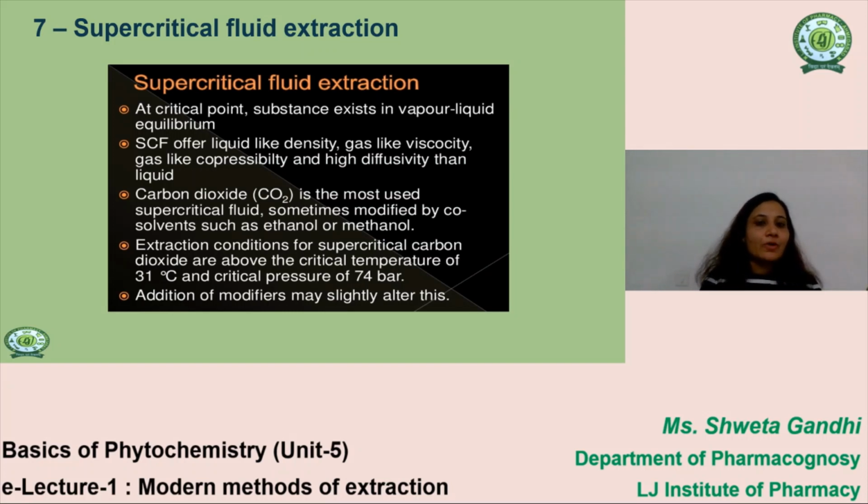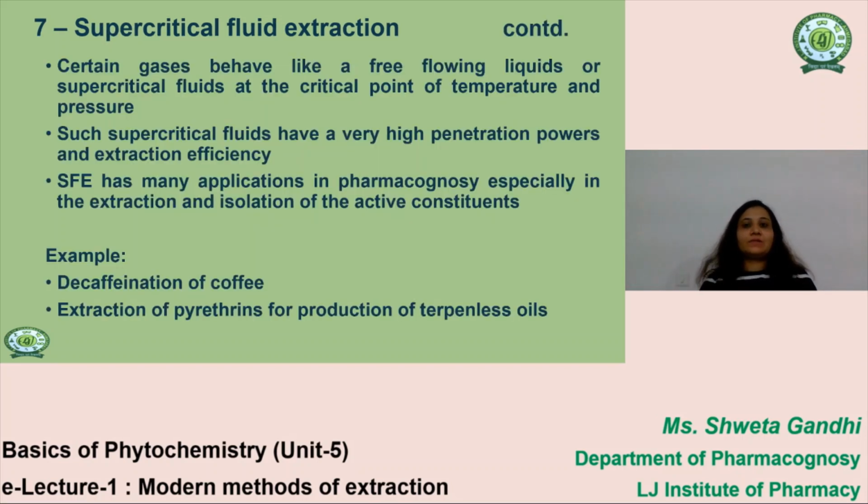At the critical point, a substance exists in vapor liquid equilibrium. The principle behind supercritical fluid extraction is that the substance exists in vapor liquid equilibrium. Here we are using the gas carbon dioxide as a supercritical fluid, with pressure up to 74 bar, and we can also add modifiers to increase the process of extraction. What is supercritical fluid extraction?